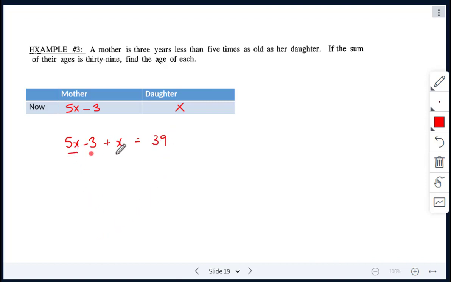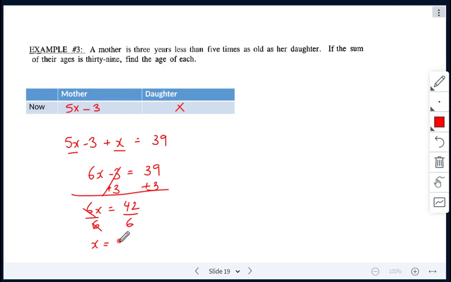Collect like terms, 5x and 1x, which gives me 6x, minus 3 equals 39. Add 3 to both sides. That gives me 6x is equal to 42. And then we'll divide by 6. And that leaves me with x is equal to 7. All right, so we're finding the age of each. So that means the daughter is 7.